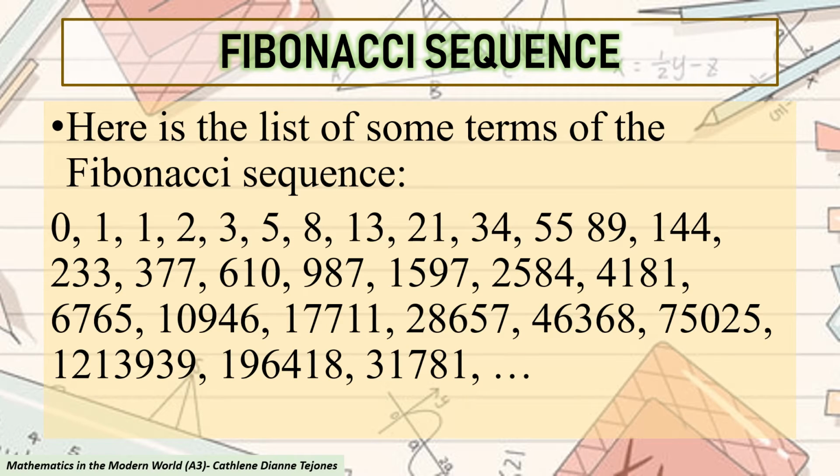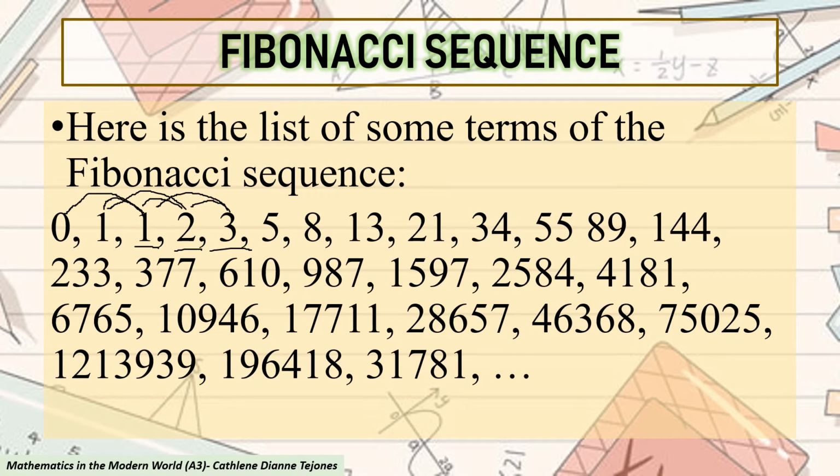So, here's the list of some terms of the Fibonacci sequence. We have 0, 1, 1, 2, 3, 5, 8, 13, 21, 34, 55, 89, 144, and so on. If you're going to observe, let us go to 1 first. 1 is found by adding the 2 numbers before it. 1 plus 0 is equal to 1. Let us go to 2. 2 is found by adding the 2 numbers before it also. We have 1 plus 1 is equal to 2. And also we have 3. 3 is found by adding 2 numbers before it. 2 plus 1. So that is the Fibonacci sequence, and so on.